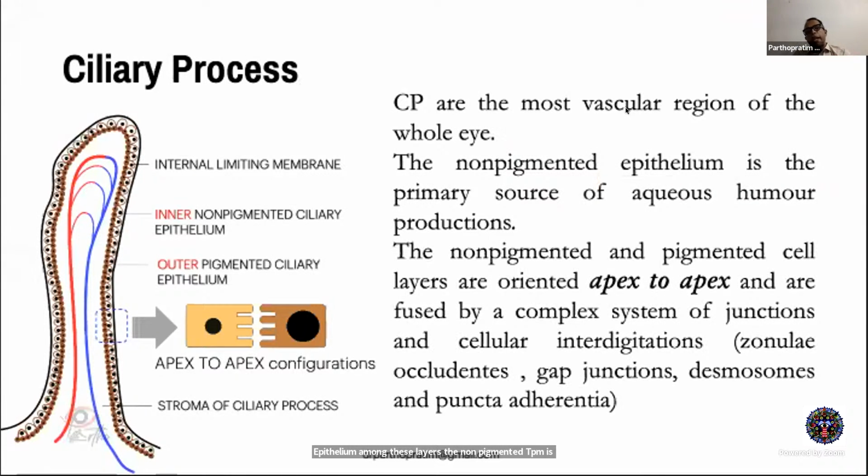Now, one of the most characteristic or important landmarks here is that the non-pigmented and pigmented epithelia are oriented apex to apex, and this configuration is very important. These are actually fused by a complex system of junctions and various cellular interdigitations.